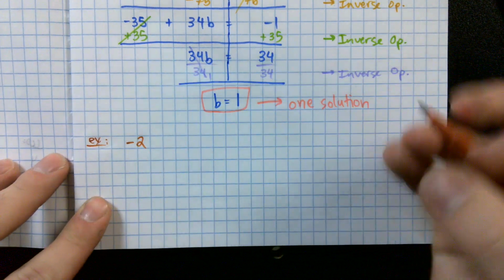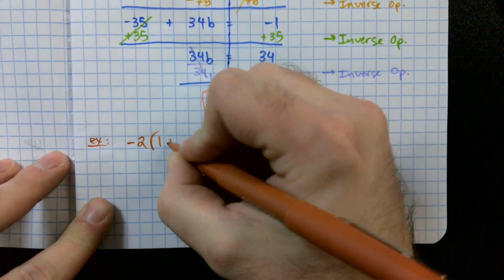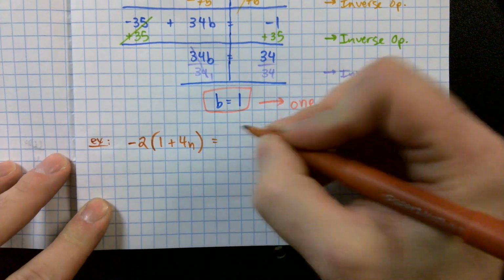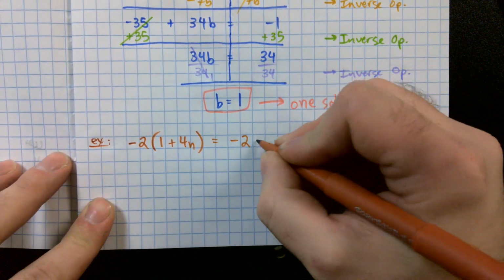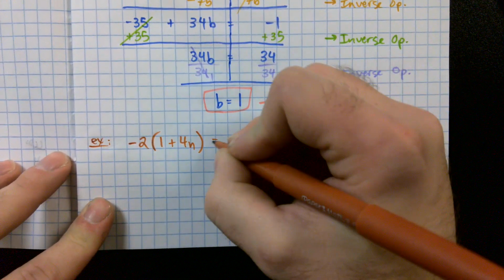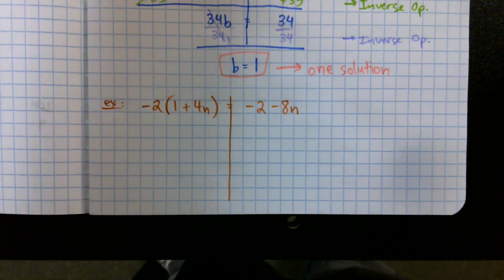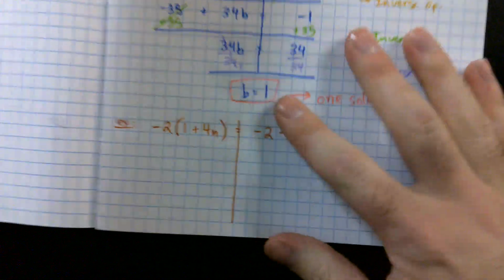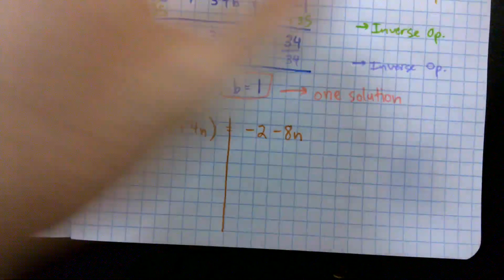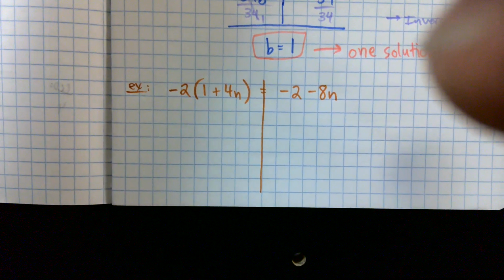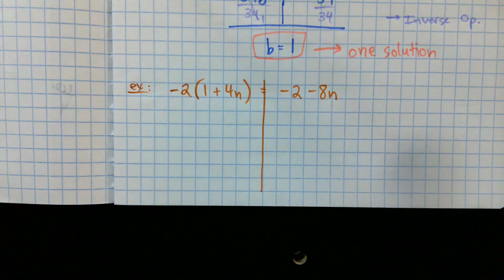Negative 2 times the quantity of 1 plus 4n equals negative 2 minus 8n. This one won't take as much space, don't worry. Some of you already see right away what's going to happen. No, we're going to do it together. Just get it written down real quick. I'll see how your notes are looking.